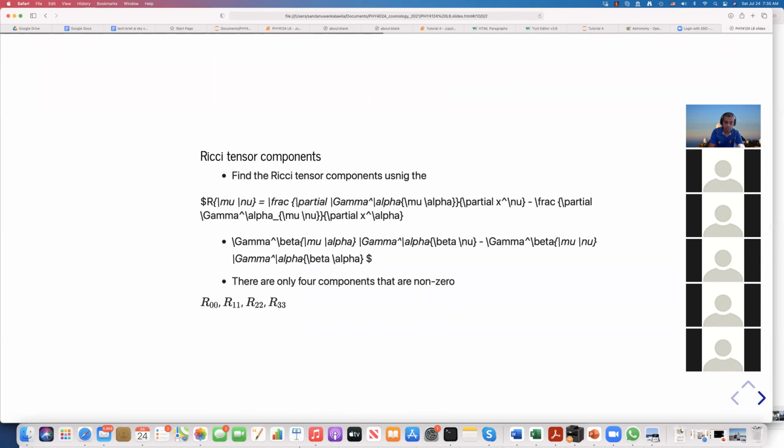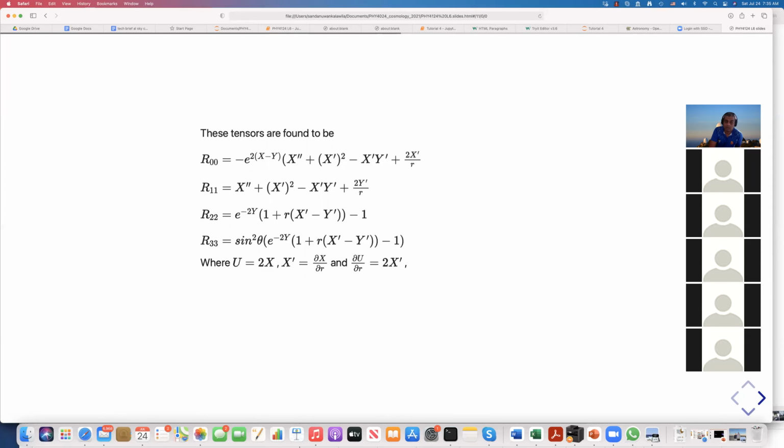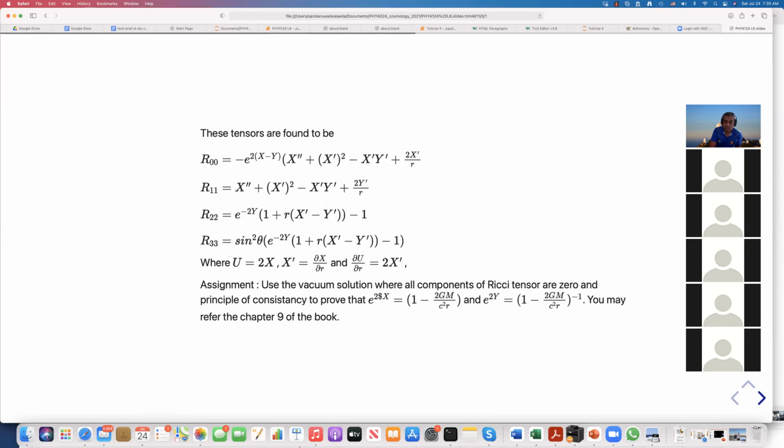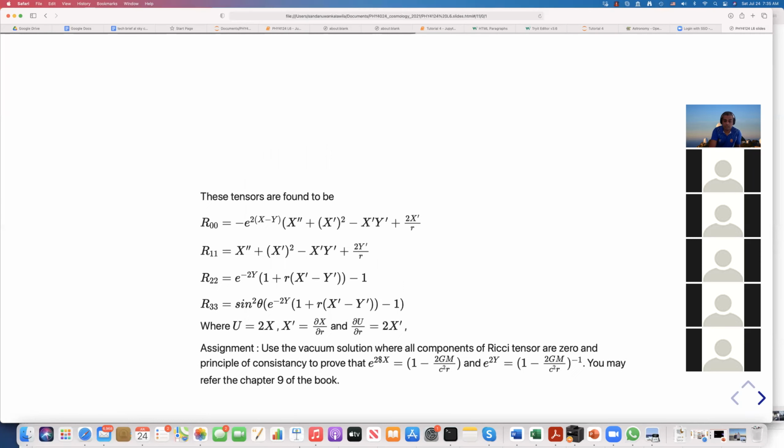So you have four non-zero components, 0, 0, 1, 1, 2, 2, and 3, 3. And those components are written here in terms of x and y. And there is x dash as well. I have defined what x dash is and what u is, because this will be important for the assignment that I have assigned. And this is the assignment once again. Once you complete up to this point, you can realize that you have proved that your Schwarzschild metric should have these components, right?